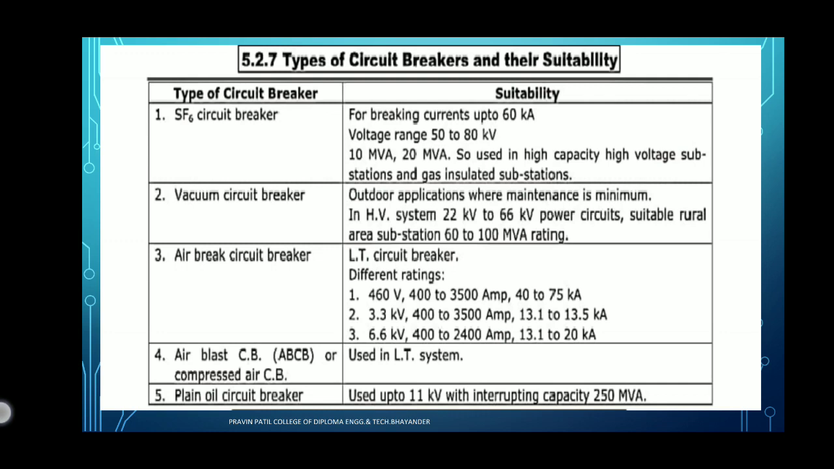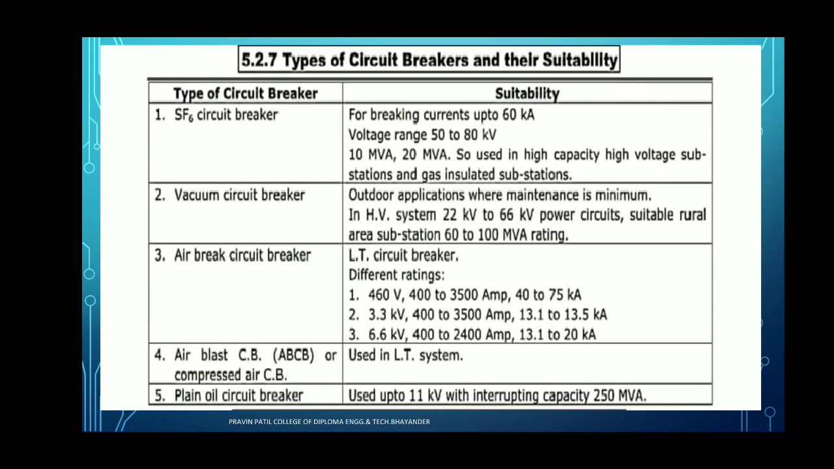This is the type of device which is used in the power systems. The circuit breaker is the protective device which provides protection to the substation, as it disconnects parts of the power system and provides protection to the devices.